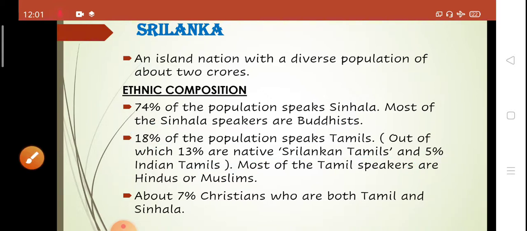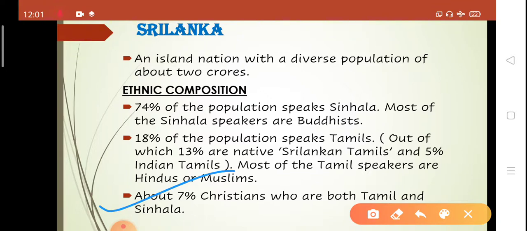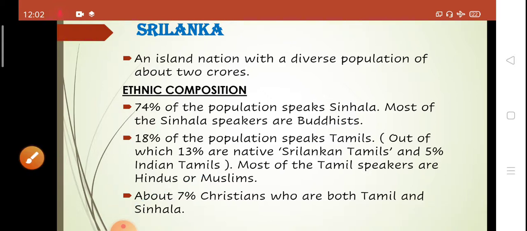And if we talk about the last point, then the remaining 7 to 8% of the people were Christians who were both Tamil and Sinhala, right? So this was the ethnic composition of Sri Lanka. And now we know about both the countries. We have already discussed Belgium and Sri Lanka. We discussed the ethnic composition of Sri Lanka and Belgium also. Imagine now, if we talk about power sharing in these two countries, there could be different outcomes.